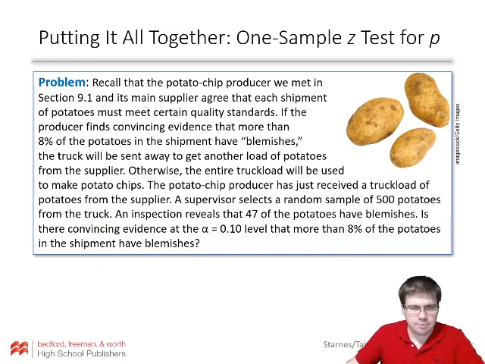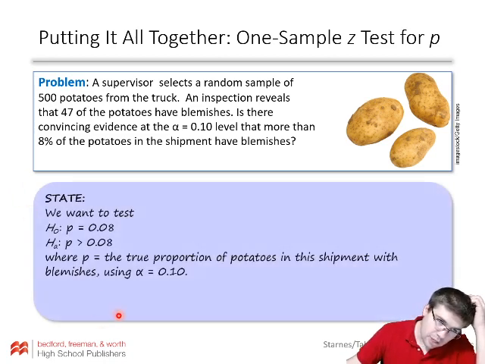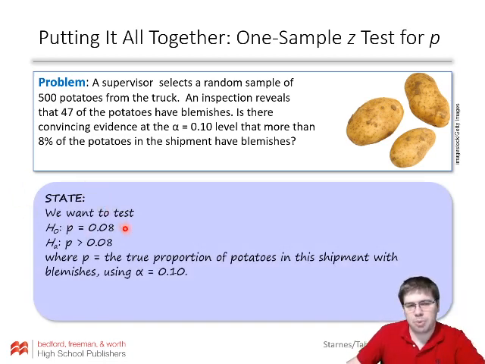Is there convincing evidence at the 10% level, the 0.1 alpha level, that more than 8% of the potatoes have blemishes? All right, so we are going to do basically the full on state, plan, do, conclude. So state. We want to state our hypotheses and our significance level and define our parameters. So in this case, our null hypothesis is that p is 0.08. Our alternative is that it's more than 0.08. And then where p is the true proportion of potatoes in this shipment with blemishes, and we're using an alpha level of 0.1. So you can write that in another order, but that is our state step.